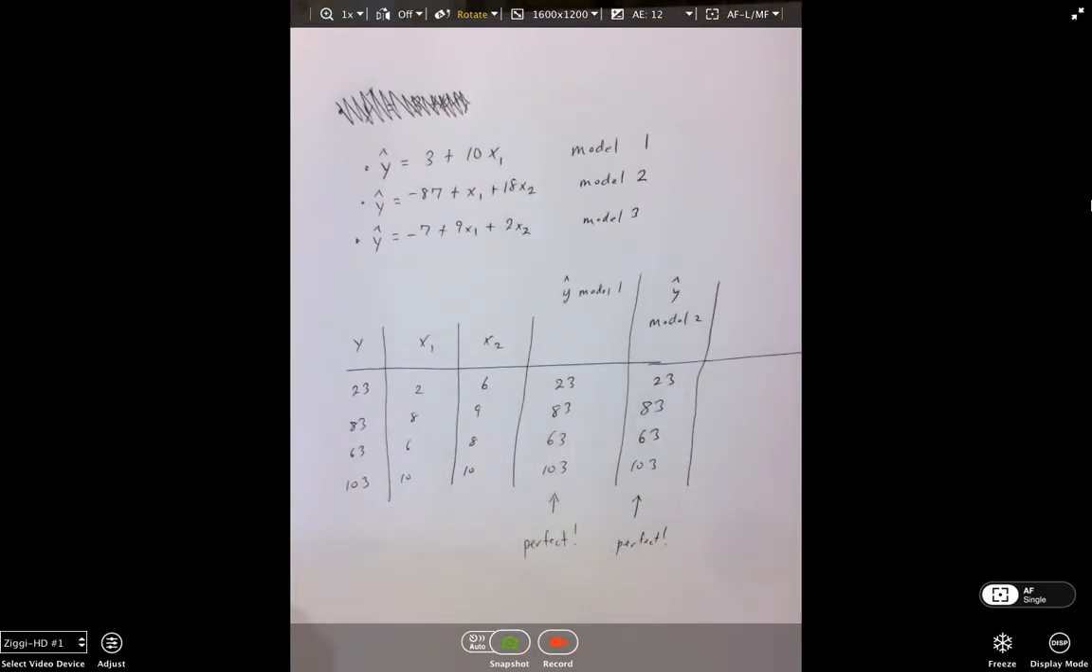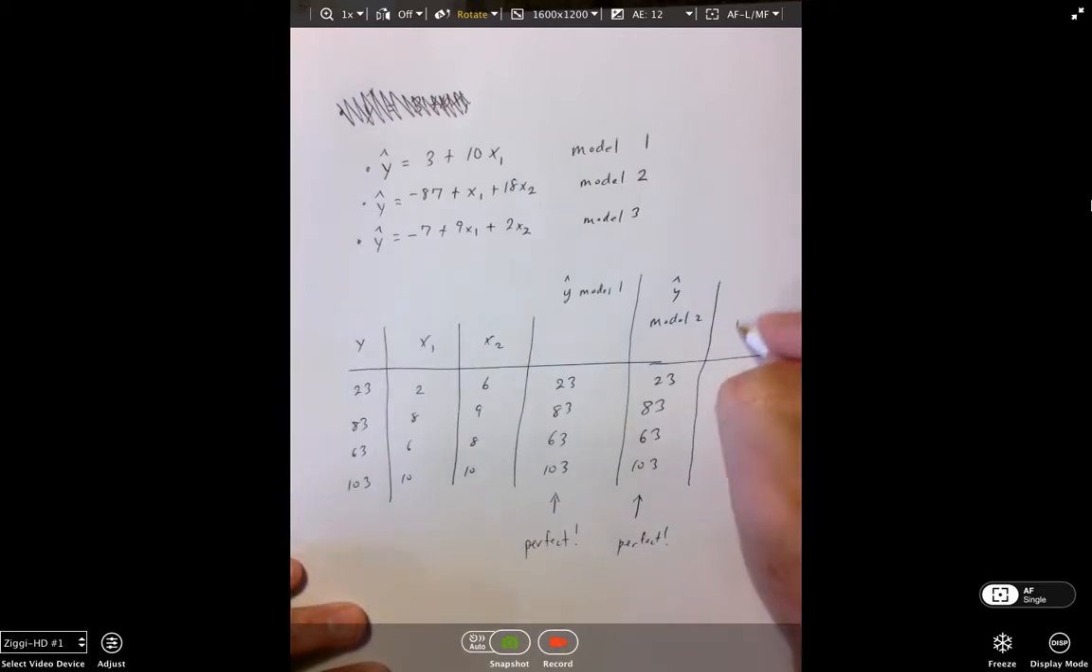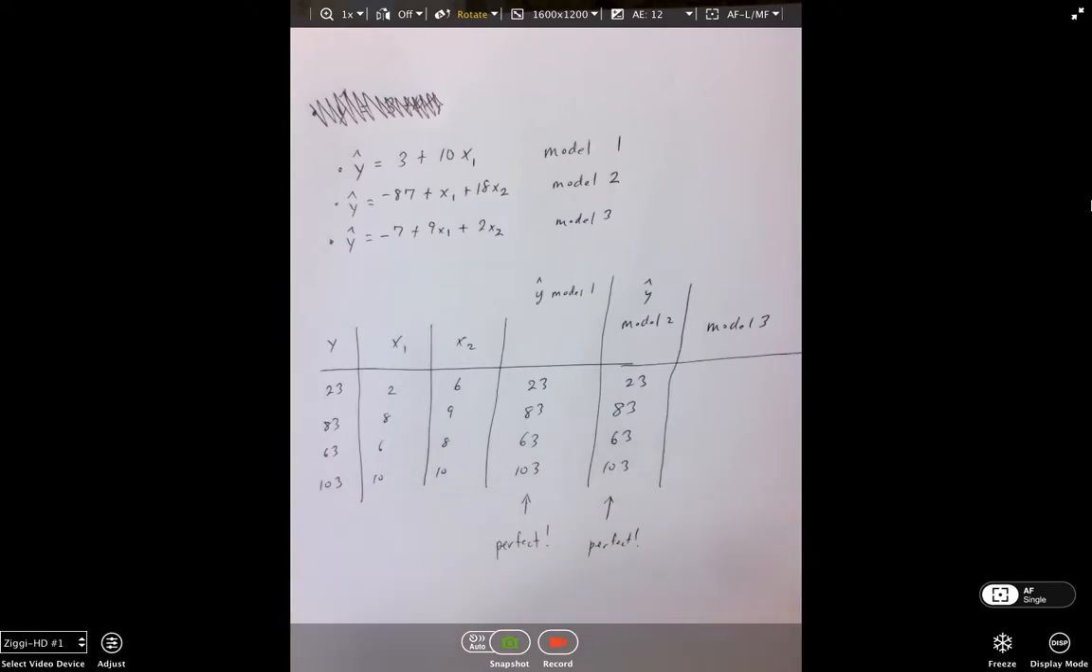Now, this is model 3, and you probably already know what the punchline is going to be. So let's just run through one of them. I'm not going to bore you to death on this, but we have negative 7 plus 9 times 2 plus 2 times 6. And lo and behold, we get 23. By no stretch of the imagination, we get another perfect model with no random error.